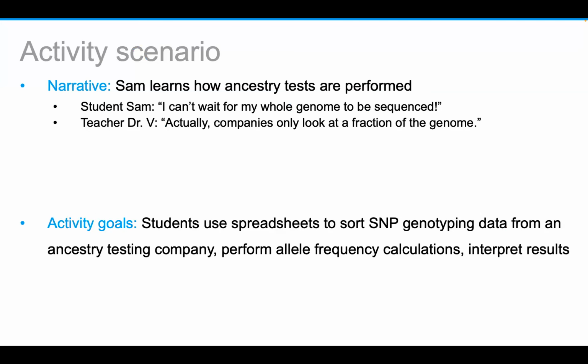So like I mentioned, each activity is framed with a narrative. In this activity, we are presented with Sam approaching their biology teacher, learning how ancestry tests are performed. They're very excited about this ancestry test and think their whole genome is going to be sequenced, but in reality, their teacher says, actually, companies really only look at a fraction of the genome when they do these types of tests. So the goals of this activity: students use electronic spreadsheets to sort SNP data, genotyping data from an ancestry testing company, a fictional company, to perform allele frequency calculations and interpret the results.